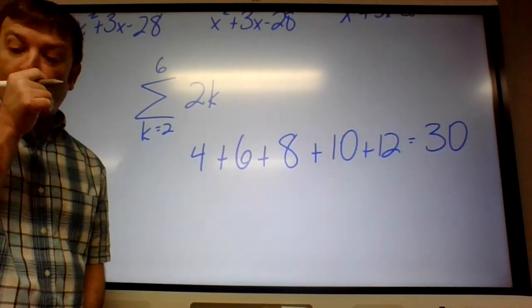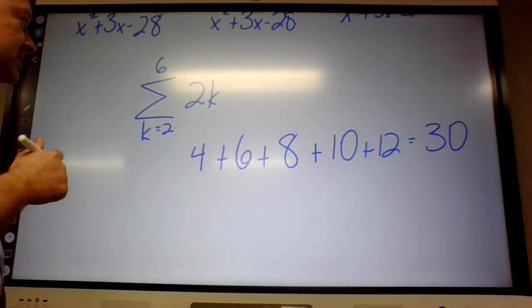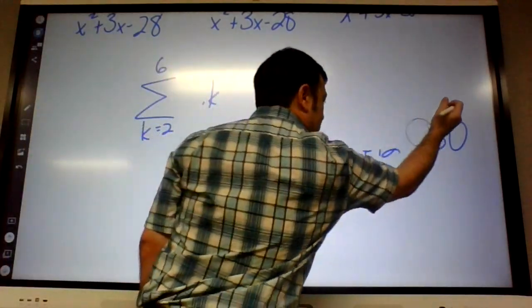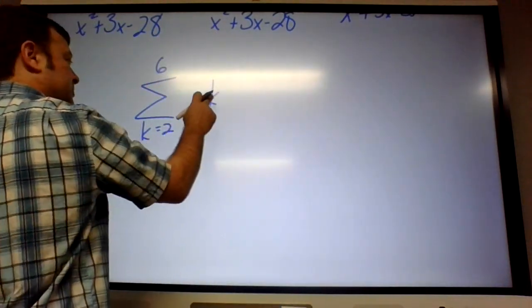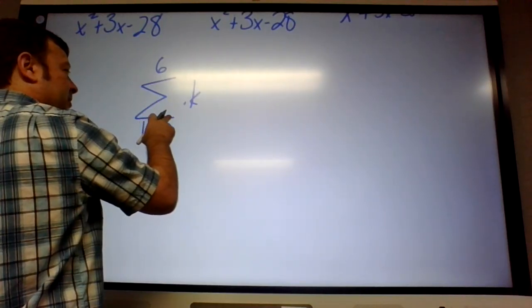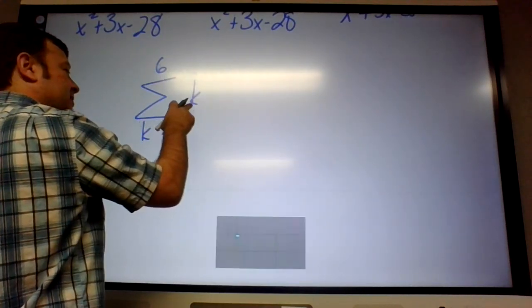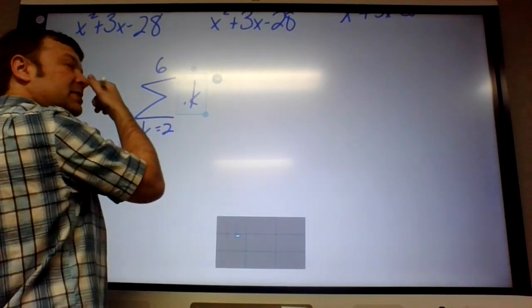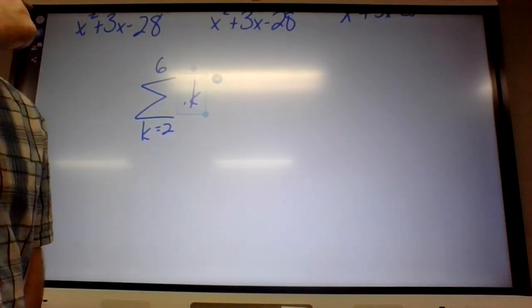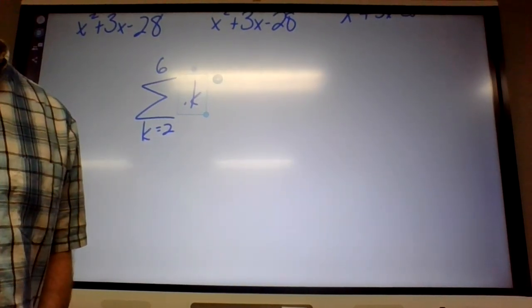So on number 1, oh, it's 2 to 6 also. I can cheat. Okay, for number 1, we're doing the sum of k. How did they say this? Sum of k when k is 2 to 6? I don't know how to verbalize it.